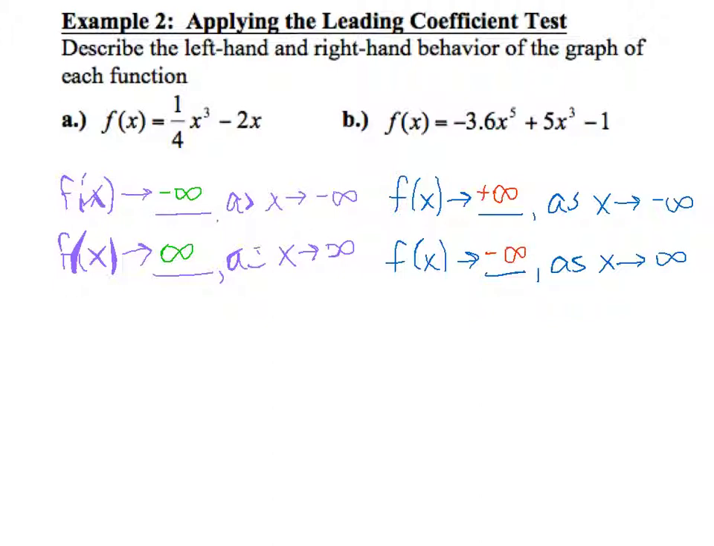So keep in mind that the x part is always written the same. You just leave a couple of blanks for your f of x's, and that's the only thing that's going to change. But they are always opposite. One's negative, one's positive, depending on whether you have an odd degree.